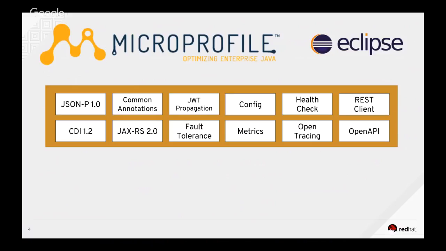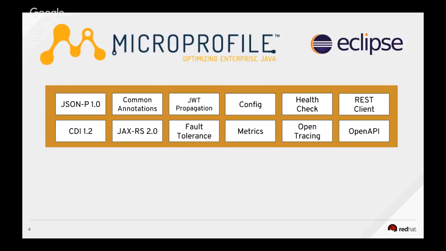Okay, so MicroProfile, as I mentioned, is a collection of specifications. In the first iteration of MicroProfile, we set the foundation of the programming model, and that's based on some of the Java EE specifications: CDI, JAX-RS, JSON processing, and a little bit more recently, we pulled in the common annotation specification. So that sets the foundation of the programming model upon which the other specifications layer.